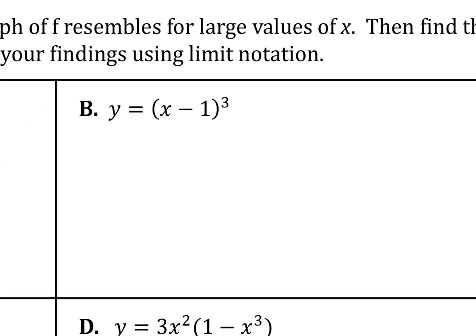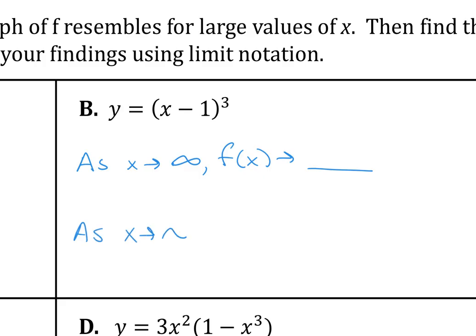So same thing here. As x is approaching infinity, f of x is approaching blank. As x is approaching negative infinity, f of x is approaching blank. Now if we were to FOIL this out 3 times, our power would be x cubed. This is a positive, so starting on the right, going to the left.